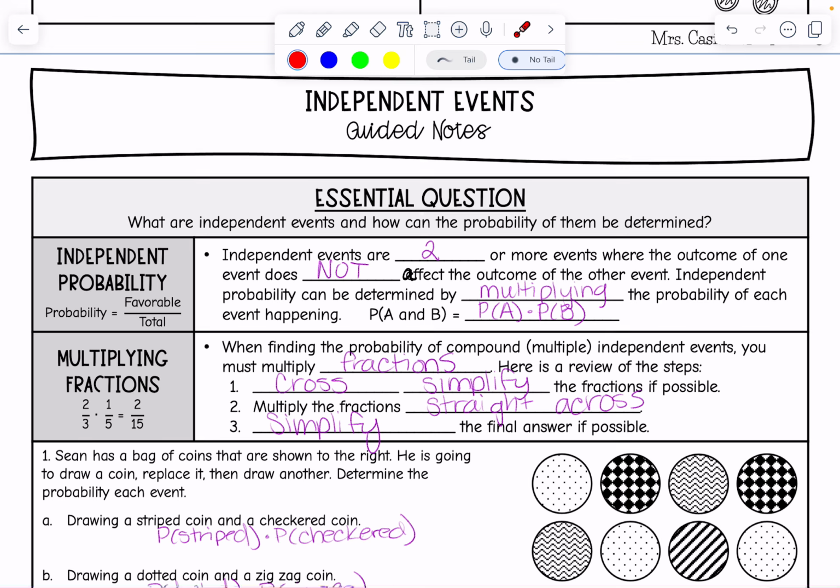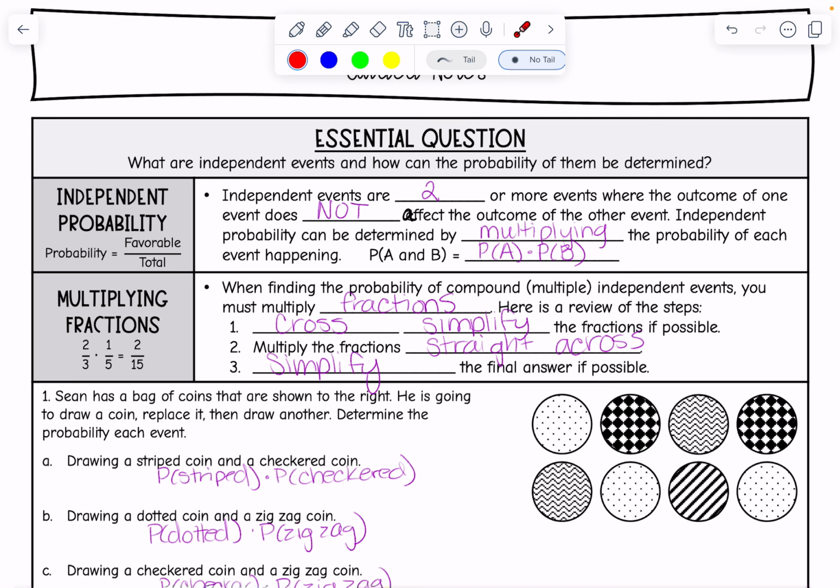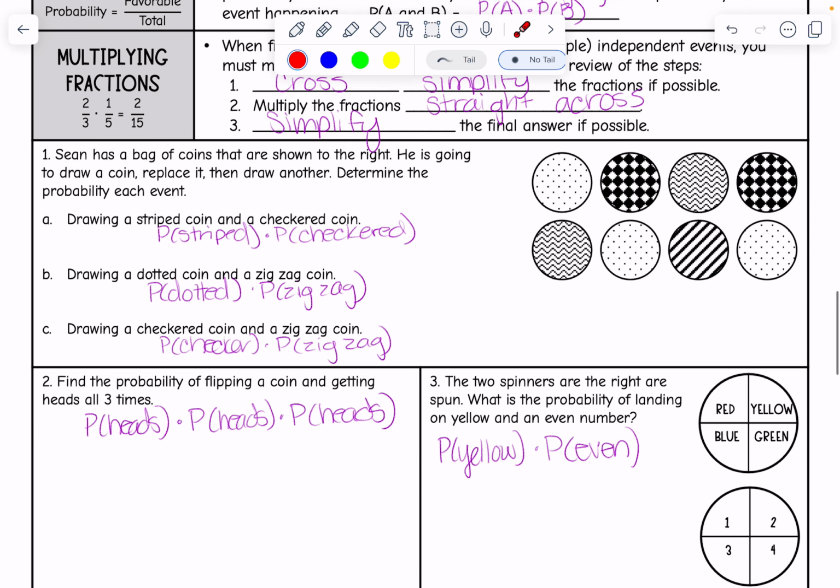When we find our probability, we can find it by multiplying the probability of each event. So I'm going to take the probability of event A and multiply it times the probability of event B. When we're multiplying, we're going to be multiplying fractions. These are the steps that we're going to be following for multiplying fractions, just as a little review. So let's get to it.